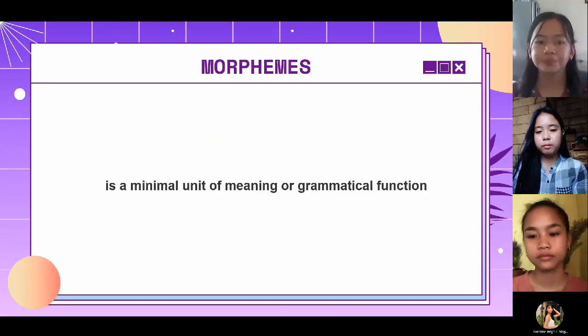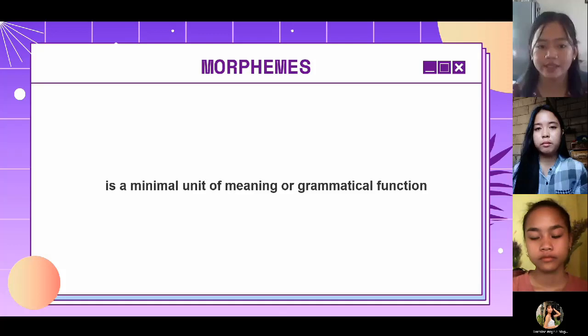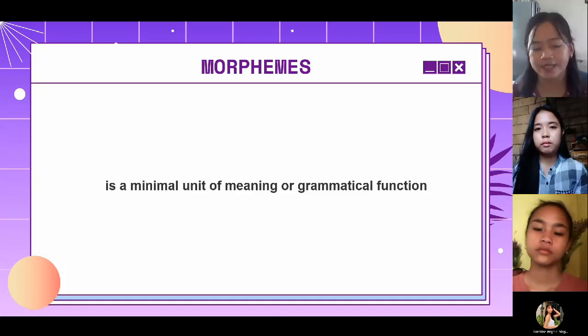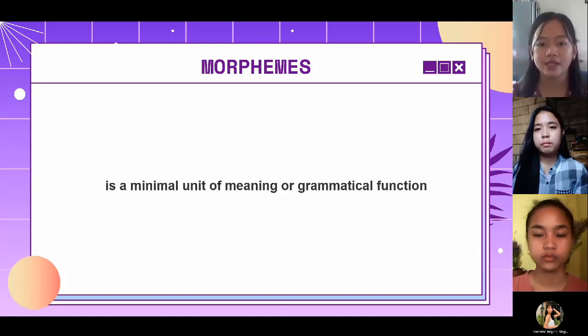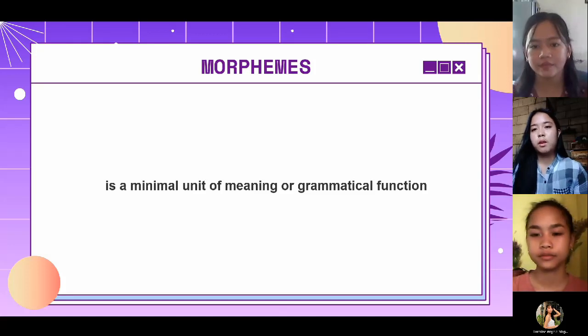So just as sentences can be broken down into similar units or words, we can break words down into smaller meaningful parts. The smallest meaningful part of a word is called morpheme. So what is morpheme? Morpheme is a minimal unit of meaning or grammatical function. Next slide po.